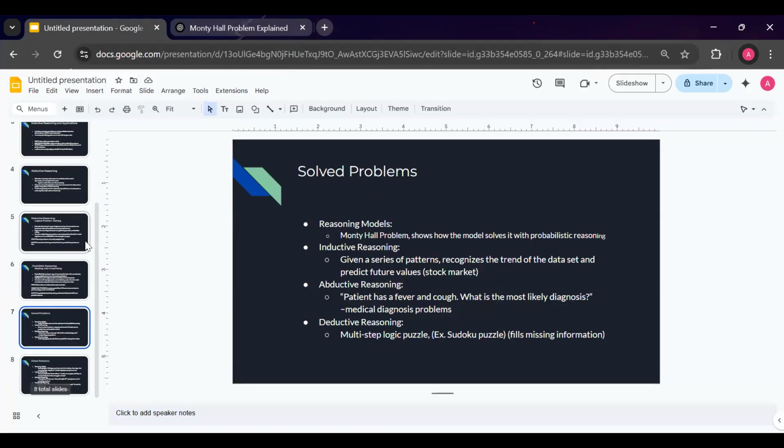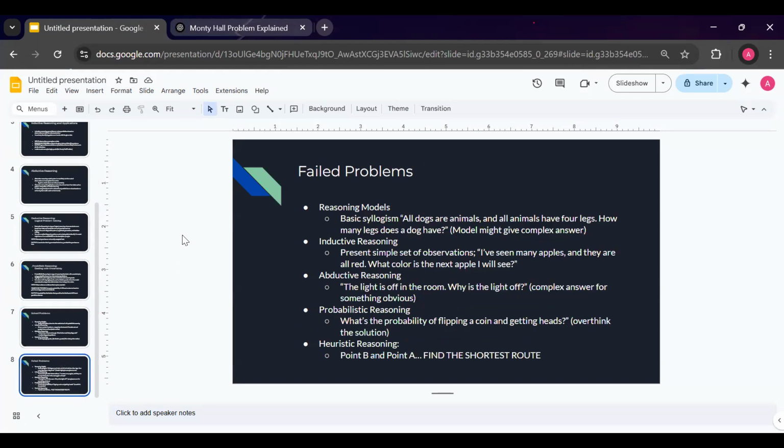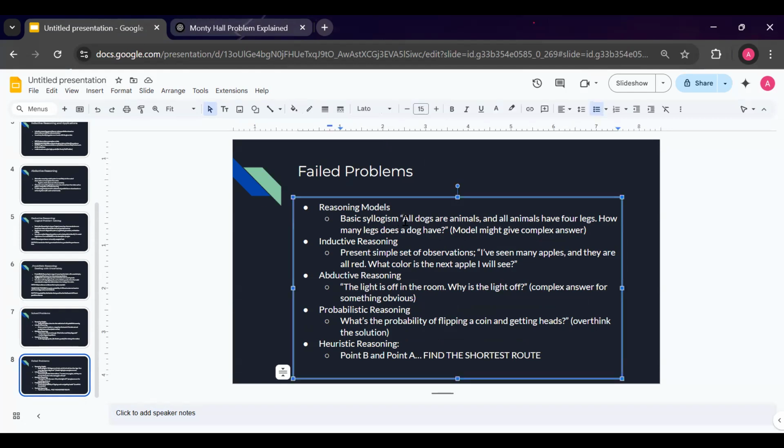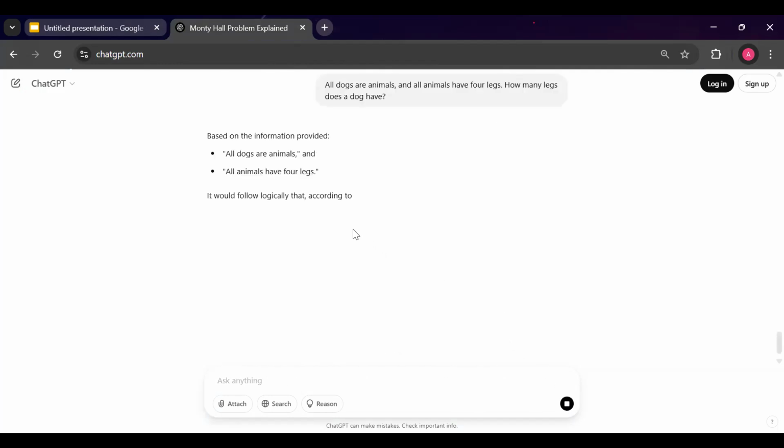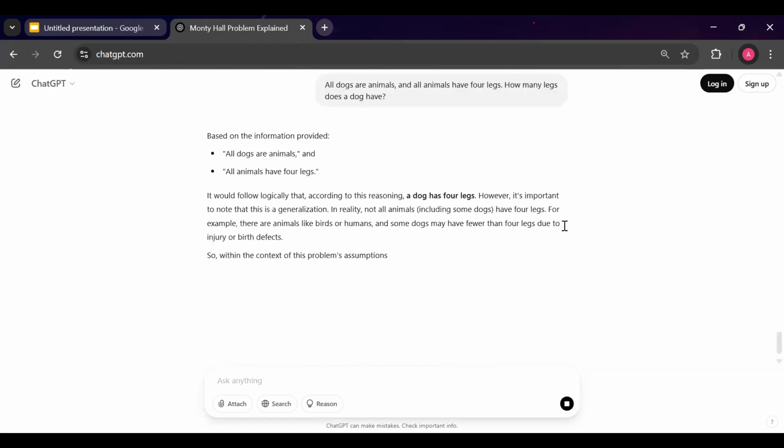Whether you are trying to solve some complex puzzles, let's give it some possible problems that it might fail. So with basic syllogism, let's see. All dogs are animals and all animals have four legs. How many legs does a dog have? Technically it should say four, but let's see what it says. Yeah, four legs. Sometimes it might just give a way more complex answer.